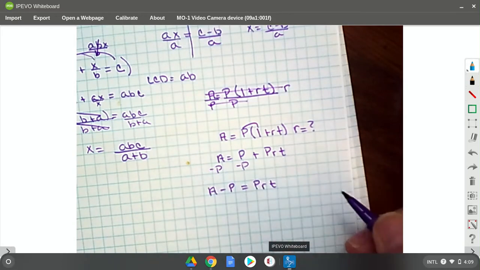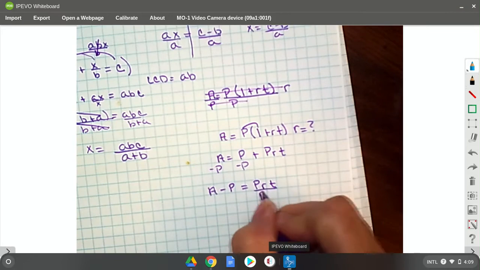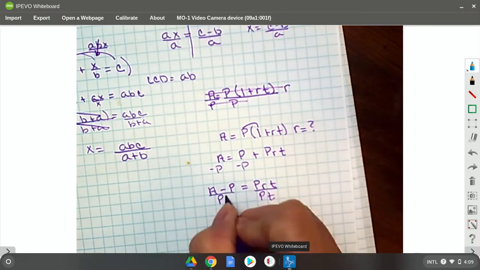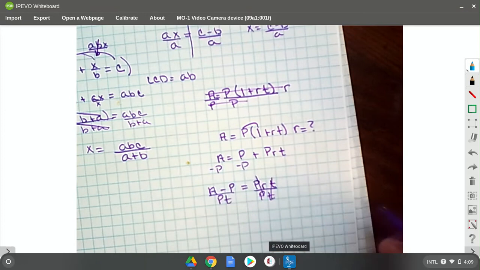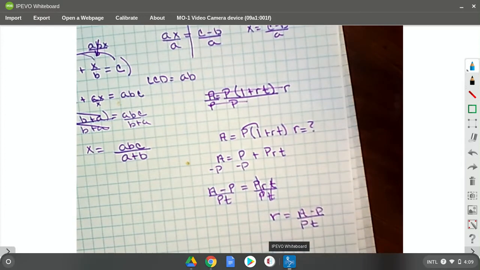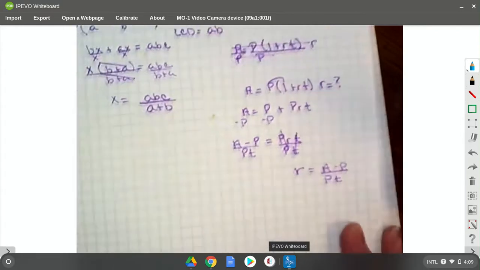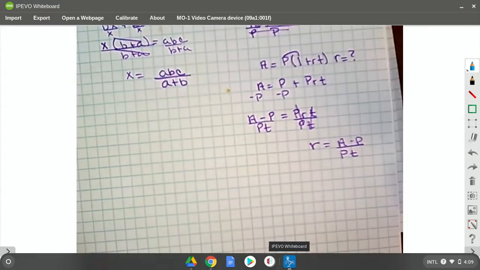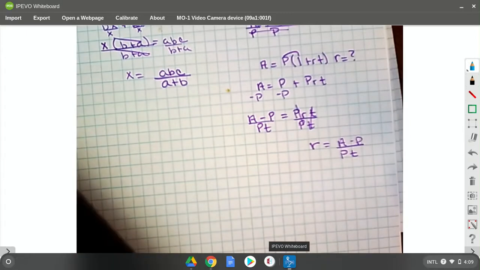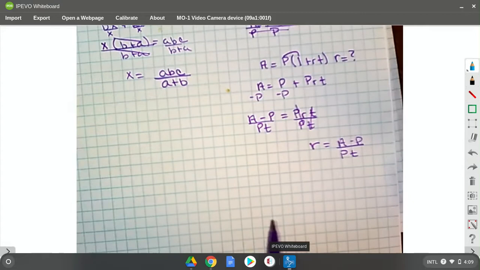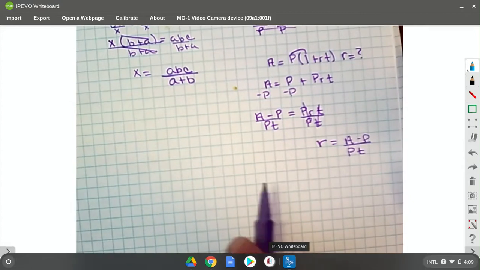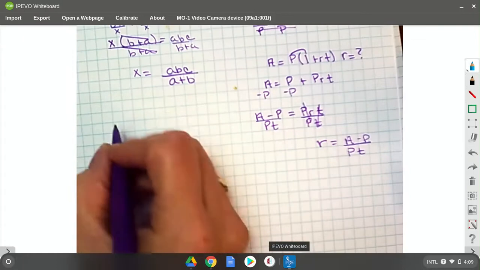P times R times T. I want the R by itself, so I'm going to divide by the PT. That cancels, and I have my answer. R is equal to A minus P over PT. Okay? Again, you're solving, but only in terms of a new definition. You're not solving in terms of getting an actual value for it. But none of the steps are different, the steps are all the same.